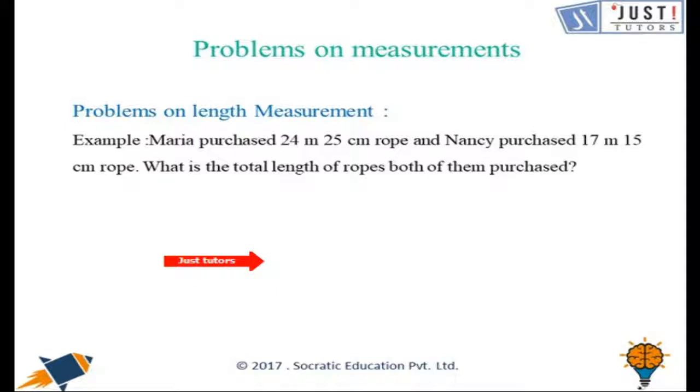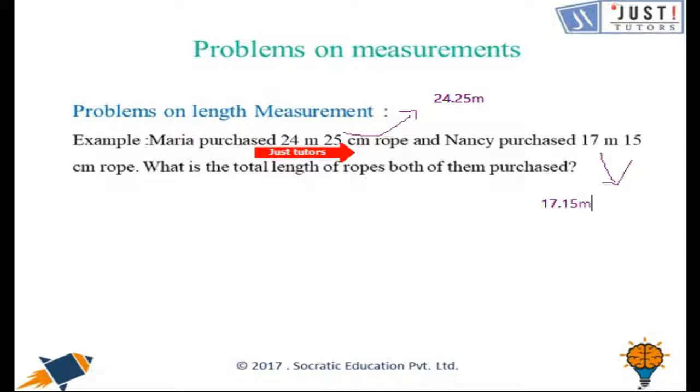So what we can do here is convert these two parts into a common, same unit. So I can say that this one is the same as 24.25 meters. Basically, to convert centimeters into meters, you can just divide the 25 by 100 and you'll get 0.25. The same way if I talk about this part, we are converting 15 centimeters into meters. So that will be 15 divided by 100, and the answer will be 17.15 meters.